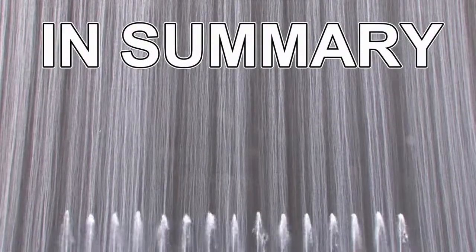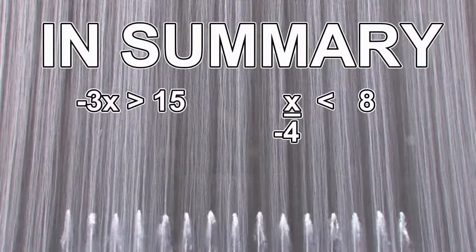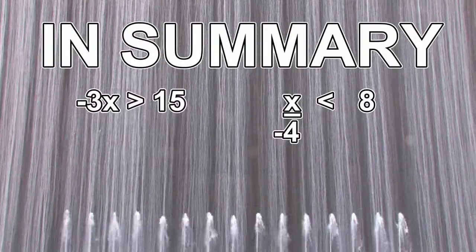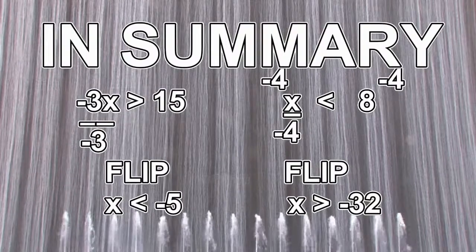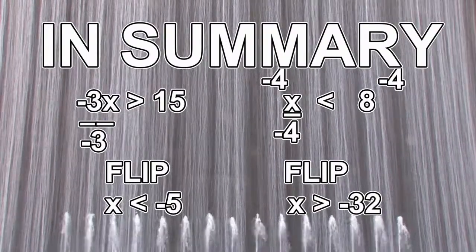In summary, when you solve inequalities that involve negative coefficients or negative fractional quantities, you need to flip the inequality when you divide or multiply.